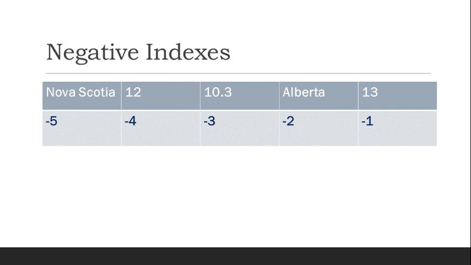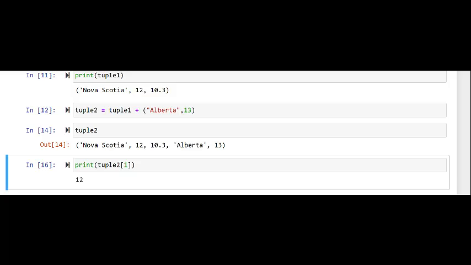From our previous example, I would like to print integer 12. To print the variable, we will use this code as follows. Print, parenthesis, tuple 2, bracket 1. You can see the output is 12.